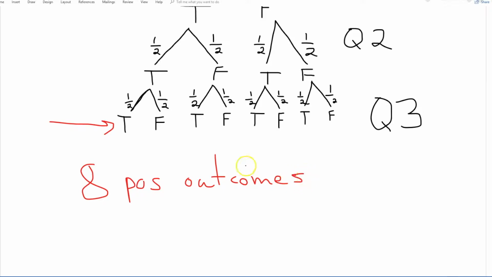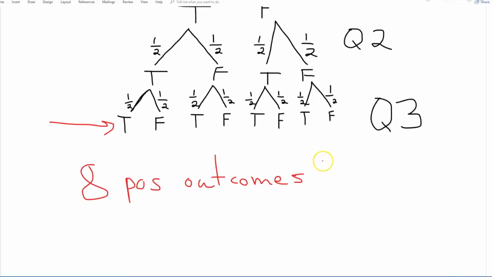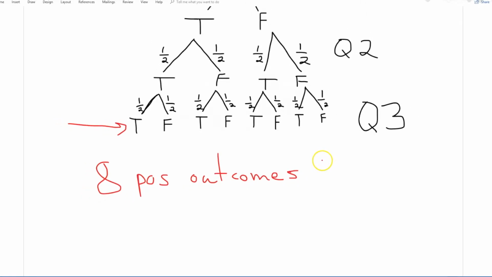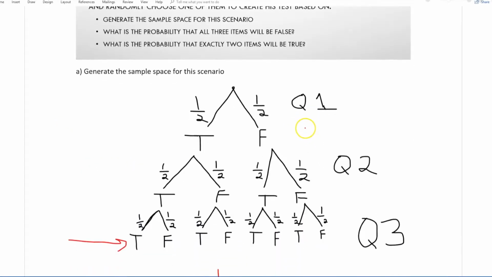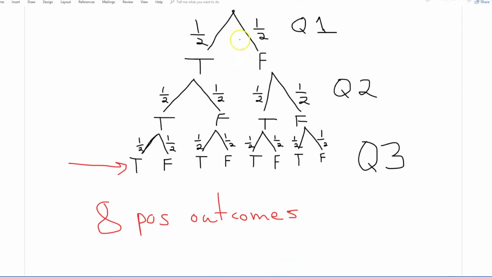So if there was rolling dice, again, you got to count a little more. But however many distinctive paths there are on the bottom, that's how many possible outcomes there are. So we're going to go ahead and do one way of answering these questions. What is the probability that all 3 items will be false? We could think of the different possible outcomes.